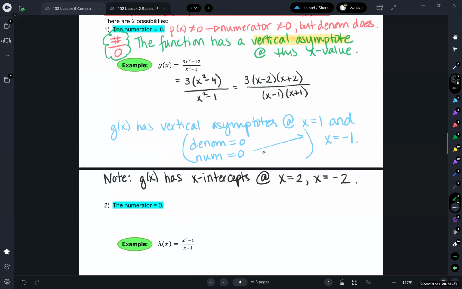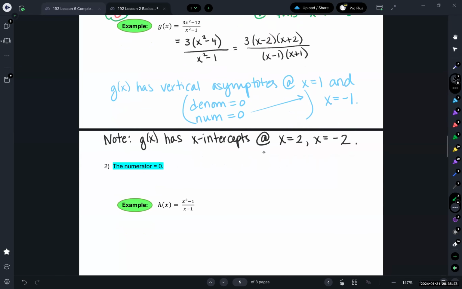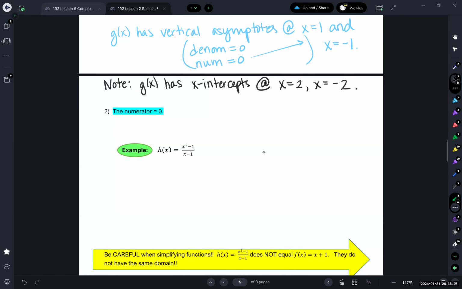So let's look at the second situation. So we're still talking about places where the denominator, q of x, is equal to 0. And now what happens if the numerator is also 0? So they're both 0. You were to plug in, you get p of x equals 0, which means that you are looking at both numerator and denominator.